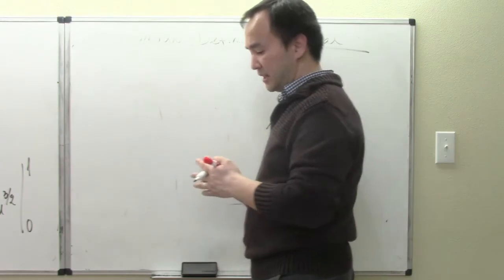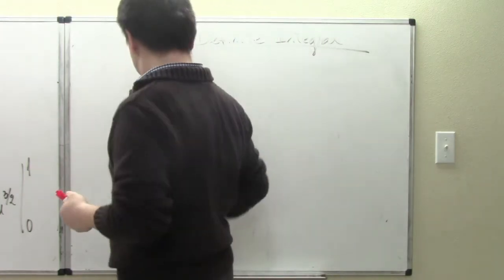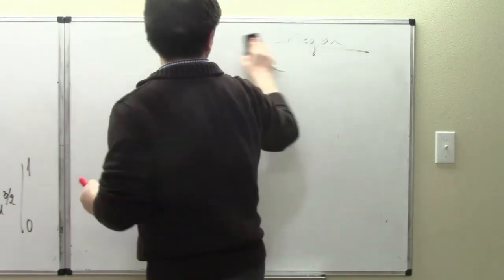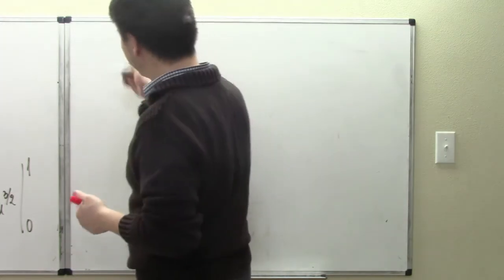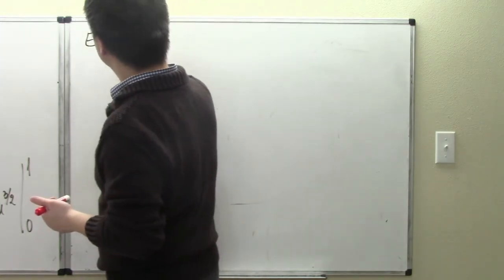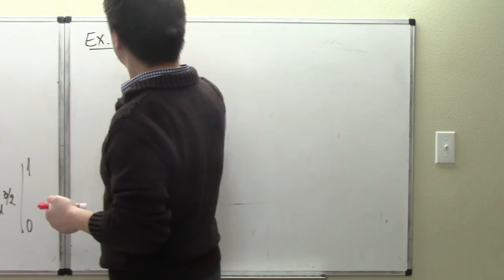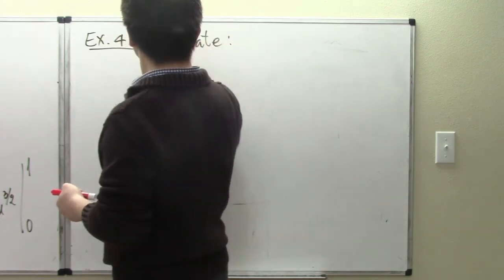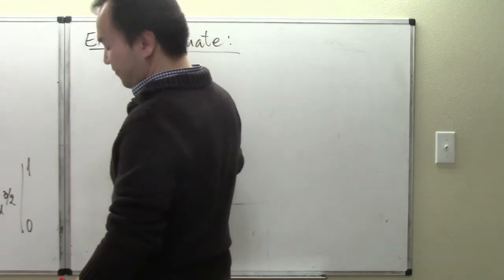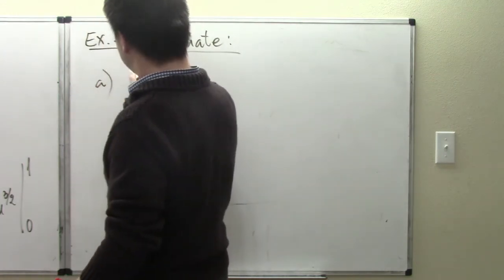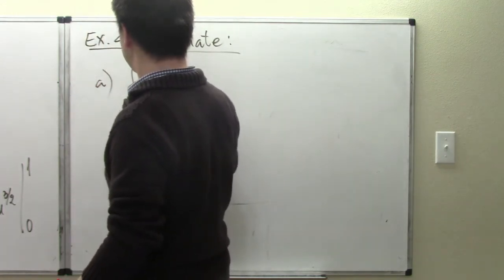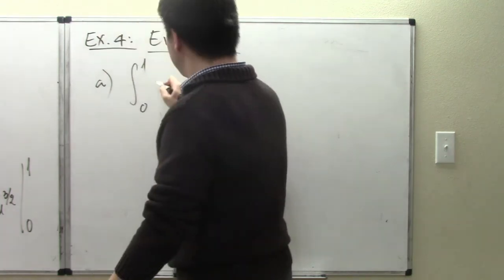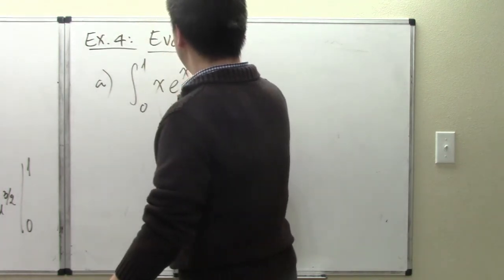All right, so now to continue with our current lecture here, I'm going to call this example 4. But this is all about the definite integrals. Let's evaluate. All right, so how about part A? Let's look at the problem as follows. The integral from 0 to 1, x times e to the x squared dx.